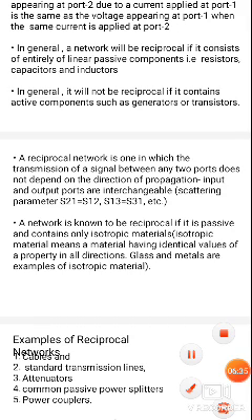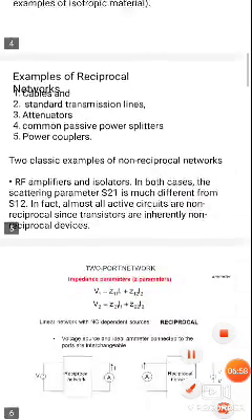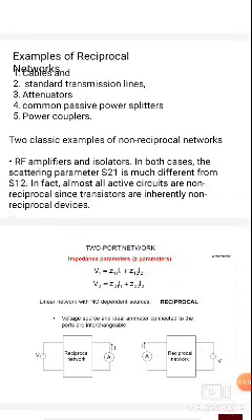A network is known as reciprocal if it is passive and contains isotropic material. Passive components are nothing but resistors, inductors and capacitors, made of isotropic material. Isotropic material means it behaves uniformly in all directions, with identical values in all directions. Glass and metals are examples of isotropic materials.